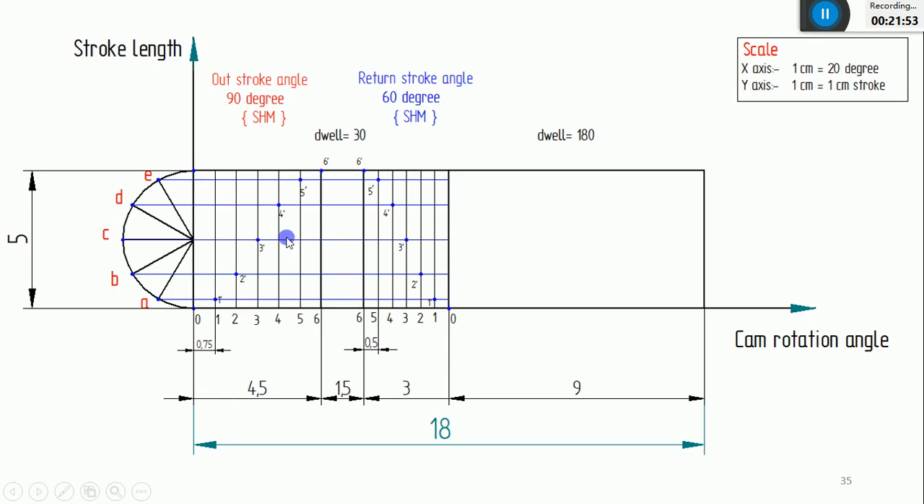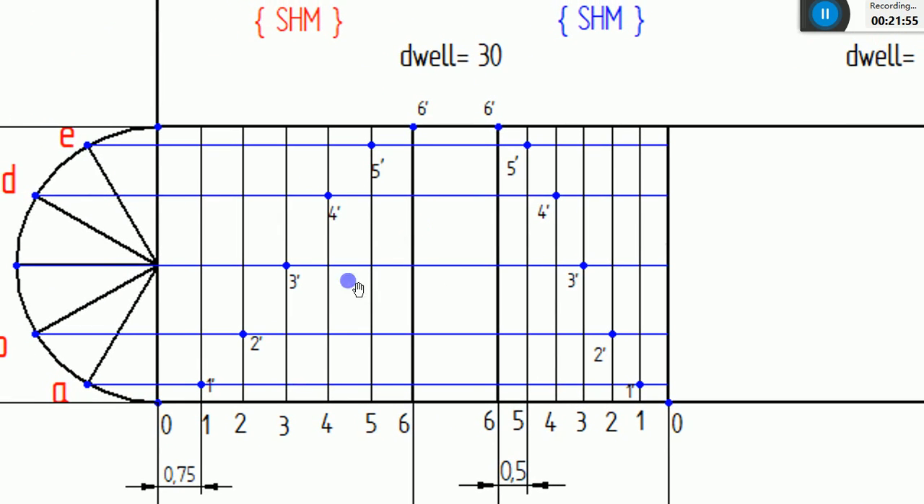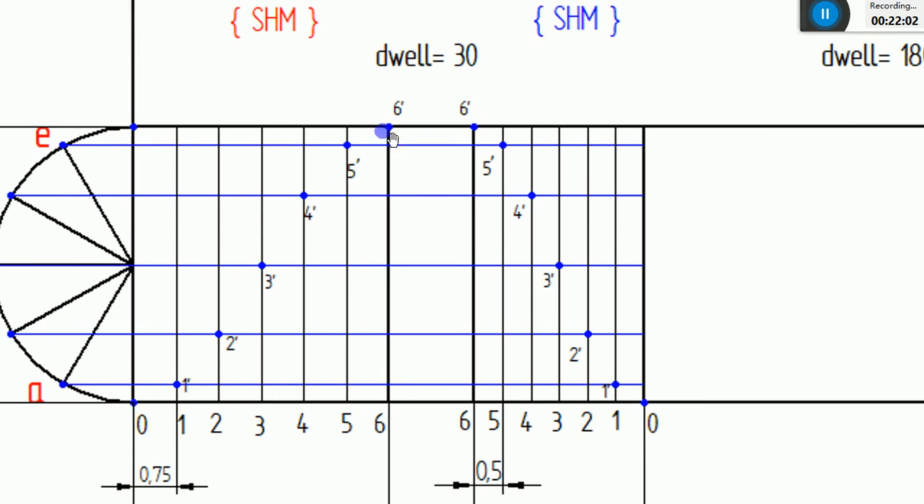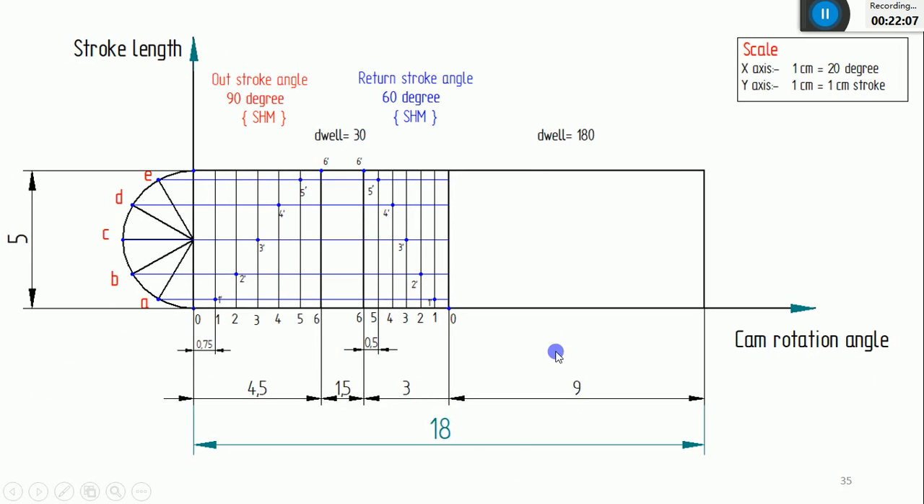Please zoom in on your mobile screen so that you'll get a clear idea. So I got all the intersection points. Now I'll draw the smooth curve passing through all these 12 points. So this is the curve when the follower is rising in the upward direction during the rotation of 90 degrees. For the first 90 degrees of cam rotation, the follower is traveling through these distances. You can see this is approximately 1 centimeter, 2 centimeters, 3, 4, 5.